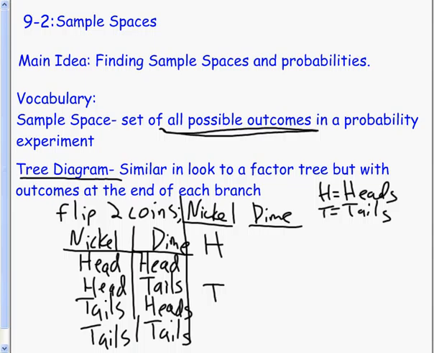Now if my nickel landed heads, my dime could still land heads, or it could land tails, which is why I have two branches going off for my nickel. Also, from my nickel landing tails, I could also get my dime to land heads or my dime to land tails. Now this is the way I prefer to do the sample spaces, just because it is a little bit quicker, especially if we use our key. We don't have to write every word out every time.